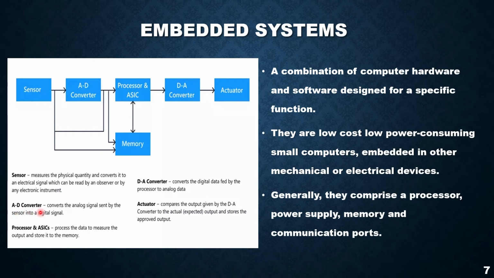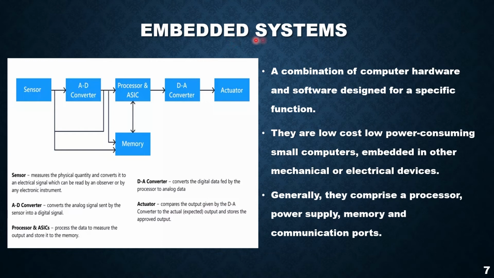The analog to digital converter converts the analog signal sent by the sensor into a digital signal. The processor processes the data to measure the output and stores it to the memory. The digital to analog converter converts the digital data fed by the processor to analog data. The actuator compares the output given by the digital to analog converter to the actual or expected output and stores the approved output.